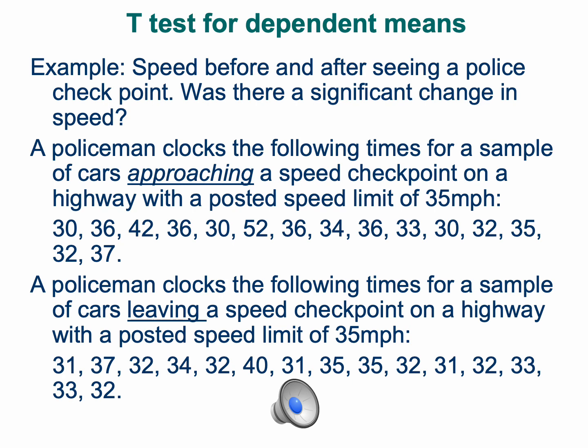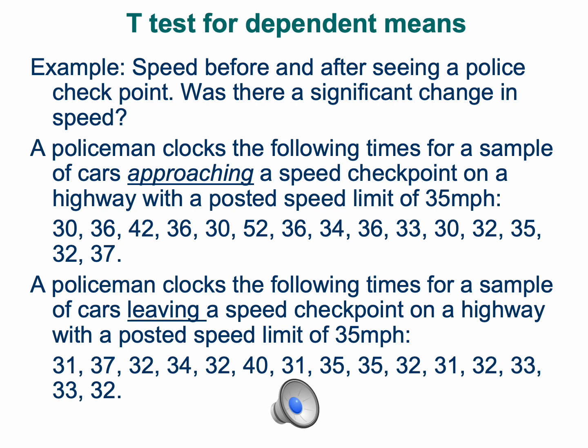So here you've got a policeman who's clocking times, and he clocked the following times for a sample of cars approaching the speed checkpoint on a highway with a posted speed limit of 35 miles an hour. So there you see the speeds of people approaching the checkpoint. So you see 30, 36, 42, and so on for the speeds as they approach it.